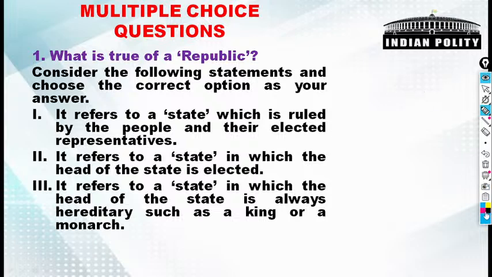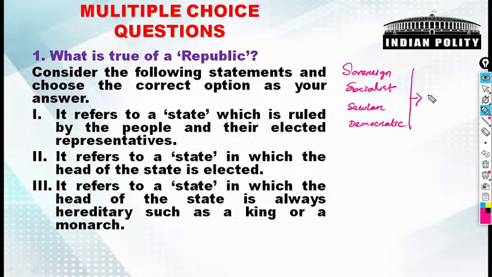India has sovereign, socialist, secular, democratic republic. So what type of republic do we have? We have four adjectives added to the republic. Republic is the noun form which tells us the type of government we have. We have a republican government because the head of the state, the president, is elected.